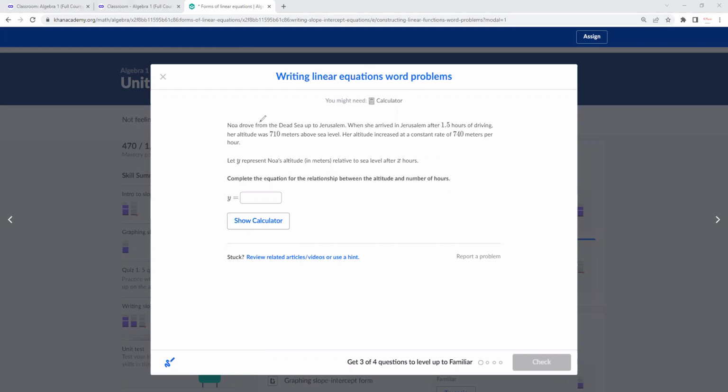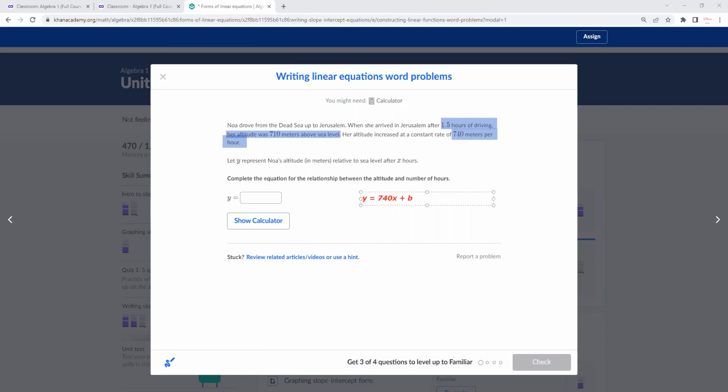Okay, so Noah drove from the Dead Sea up to Jerusalem. When she arrived in Jerusalem after 1.5 hours of driving, her altitude was 7 meters above sea level. That's going to be positive. Her altitude increased at a constant rate of 740 meters per hour. There goes your slope. So y equals my slope, 740 meters per hour. X is hour, y is altitude.